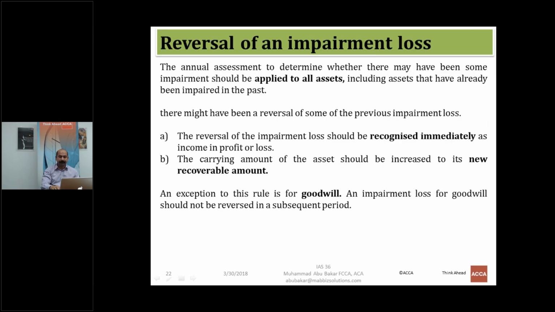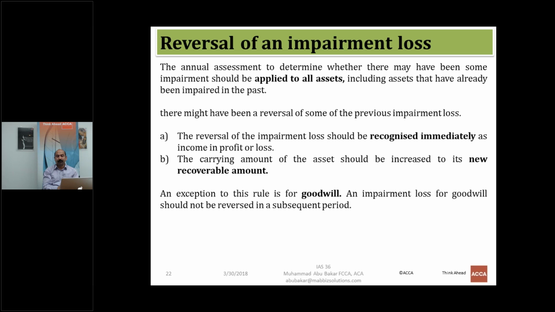Reversal of an impairment loss. See, the annual assessment to determine whether there may have been some impairment should be applied to all assets, including assets that have already been impaired in the past. There might have been a reversal of some of the previous impairment loss. The reversal of the impairment loss should be recognized immediately as income in profit or loss. The carrying amount of the asset should be increased to its new recoverable amount.